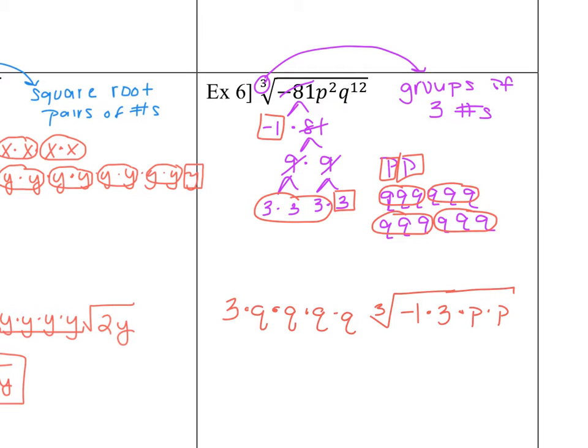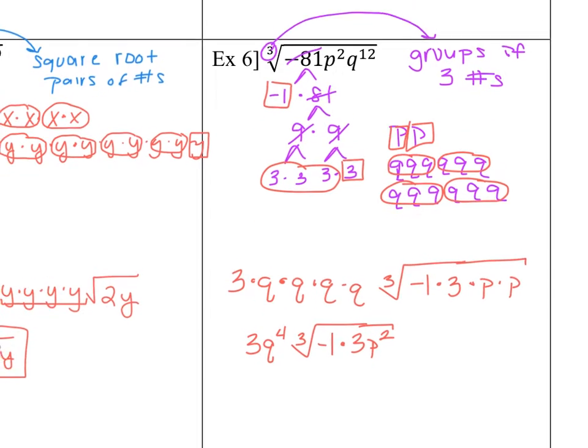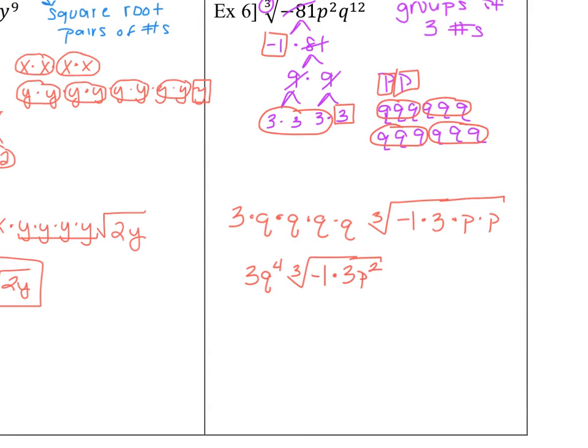Now let's clean everything up. So 3, 4 q's multiplied together means q to the 4th. Cube root, I'm going to keep negative 1 to the side. 3 and p times p makes p squared. Here's why I kept negative 1 to the side. Just like a couple of examples ago, when you have the cube root of negative 1, remember that is equal to negative 1. That's a perfect cube, so he comes out as well. So it's 3q to the 4th times negative 1 times the cube root of 3p squared.